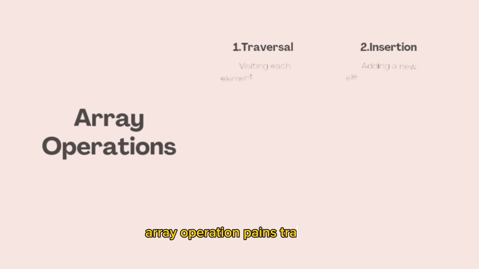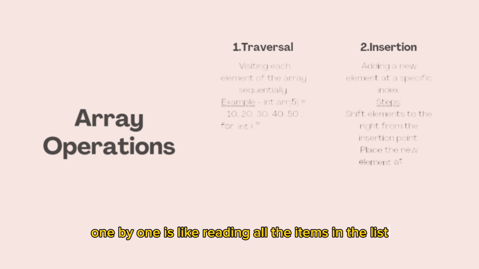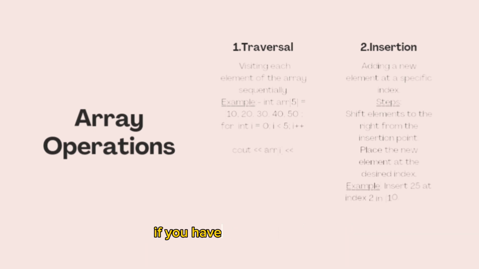Array operations. Traversal. Traversal means visiting each element of the array one by one. It is like reading all the items in a list from start to finish. For example, if you have the values 10, 20, 30, and 40, you visit them one by one and print them in the same order.